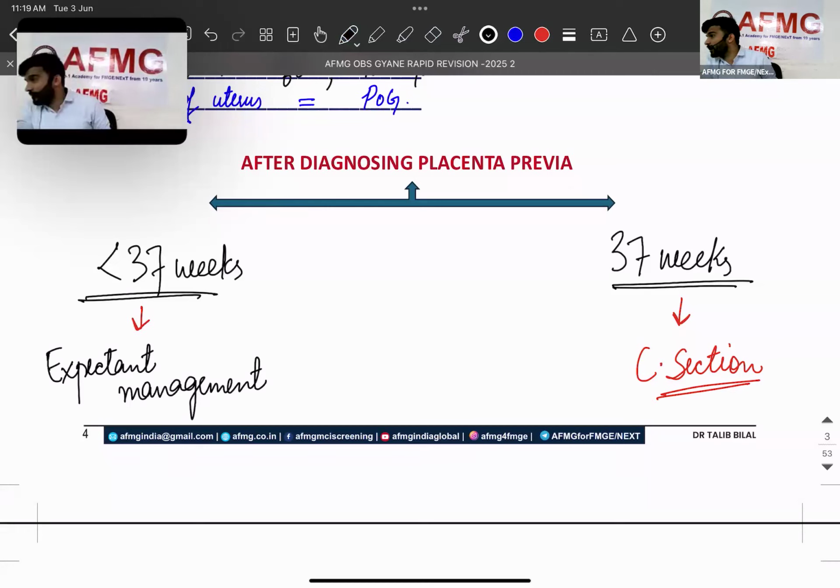Now what is this expectant management? McAfee-Johnson regime. Very good. So what is this McAfee-Johnson regime? Admit the patient, arrange the blood, give anti-D if Rh negative, and give steroids for fetal lung maturity. You will only do this McAfee-Johnson regime when the mother is stable, there is no active bleeding, and the baby is not in distress. Now, if there is no risk at all, neither to mother nor baby, then you will go for conservative management. It's called the McAfee-Johnson regime. Is that clear? So write it down.